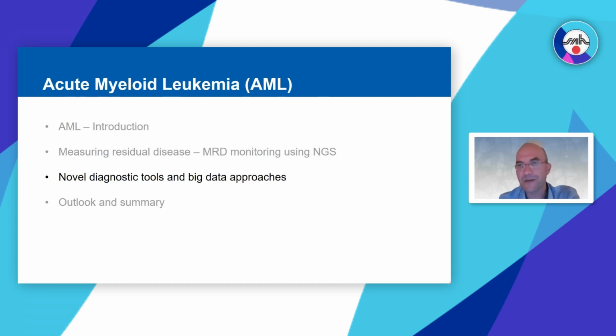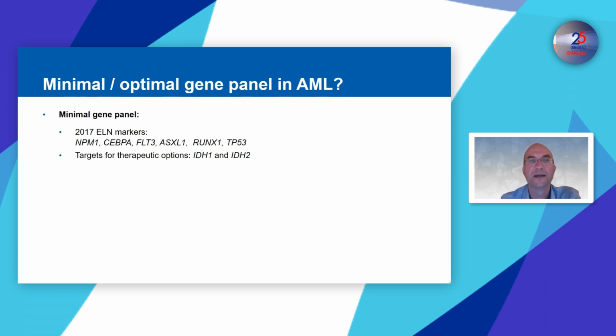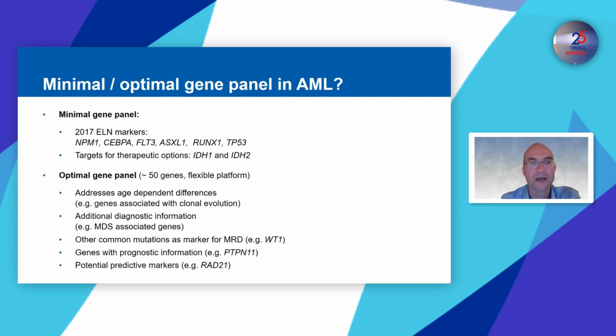And in the last part of my talk, I briefly want to share some new diagnostic tools with you and big data approaches, which I think will lead us further to better manage leukemia in the future. So on the one hand, of course, to characterize the disease at the beginning, we should use gene panels to identify all the markers that are relevant. So the question is, what is an optimal panel?